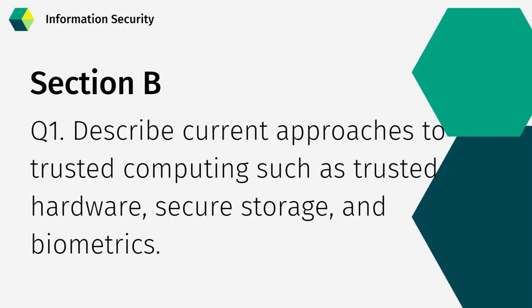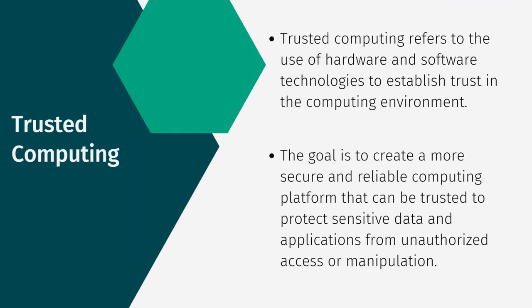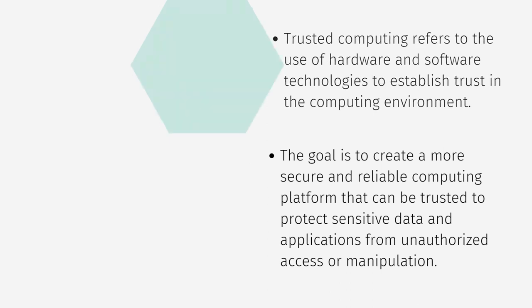Section B. Question 1. Describe current approaches to trusted computing such as trusted hardware, secure storage, and biometrics. Trusted computing. Trusted computing refers to the use of hardware and software technologies to establish trust in a computing environment. The goal is to create a more secure and reliable computing platform that can be trusted to protect sensitive data and applications from unauthorized access or manipulation.